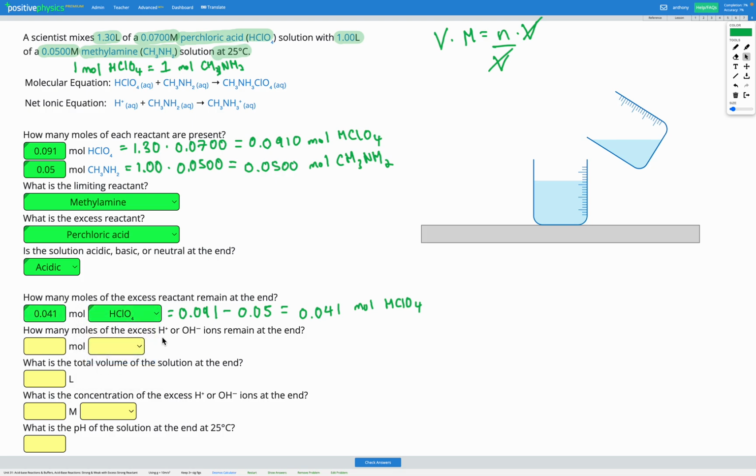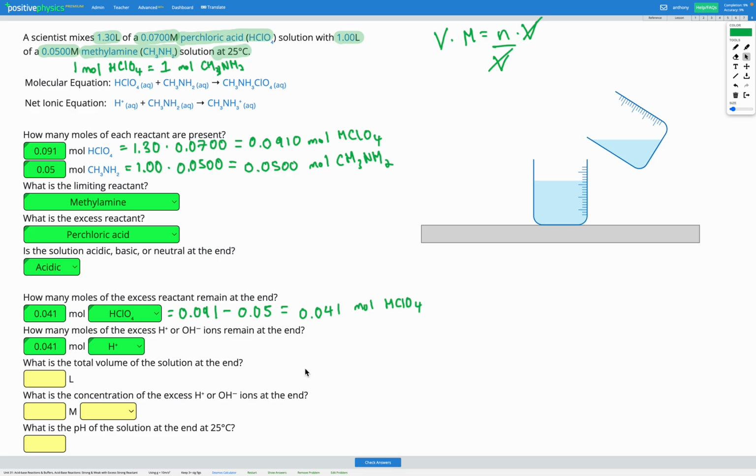So how many moles of H+ or OH- ions remain? Well, we have H+ ions here since we've got an acid, and HClO4 just has one H in it. So that means that for every mole of HClO4, we get 1 mole of H+ ions produced. So it's going to be the same as the amount of HClO4. It's just going to be 0.041 moles of H+ ions. If instead it was H2ClO4, this would be twice as many moles of H+ ions.